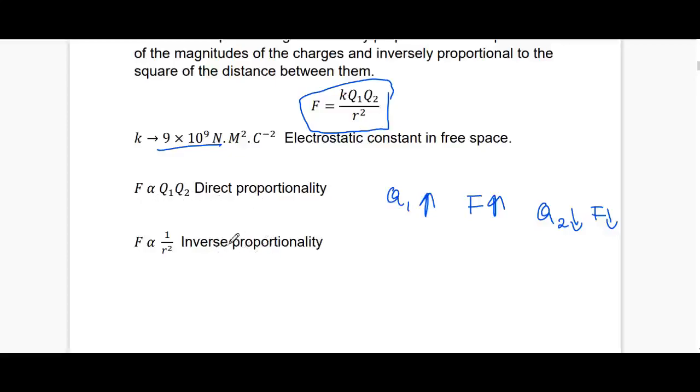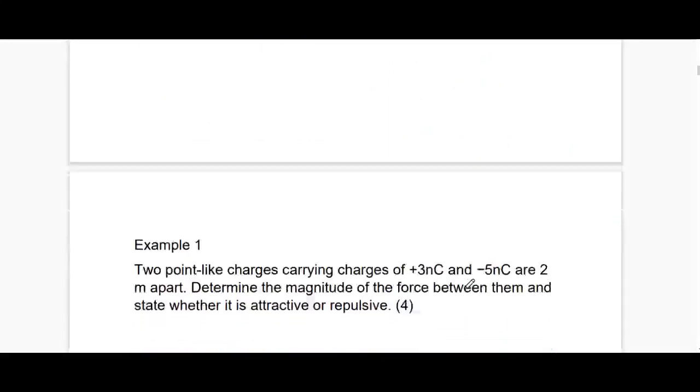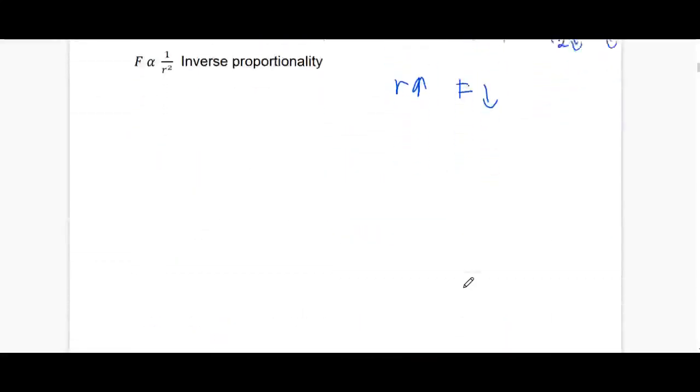Here, what happens is that we have inverse proportionality. So if the distance between two point charges increases, the electrostatic force will decrease. So if R increases, F will decrease. Okay, so we can have a quick example.